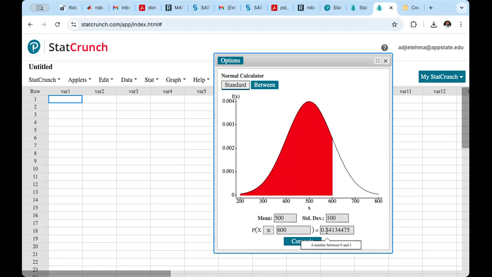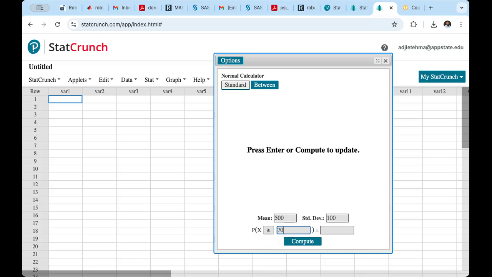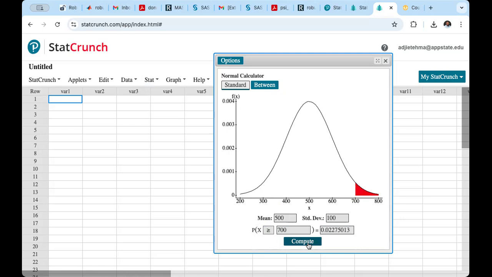Now, how do you do greater than 700? B says greater than 700. With the same mean and standard deviation, all we need to do is change this. We just click on this one and then change it to greater than. Does that make sense? And then we change this 600 to 700, and we hit compute. You see, whilst it's computing, it's also shading the region for you.